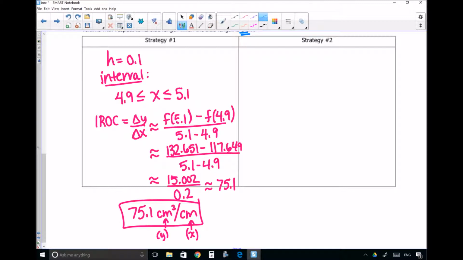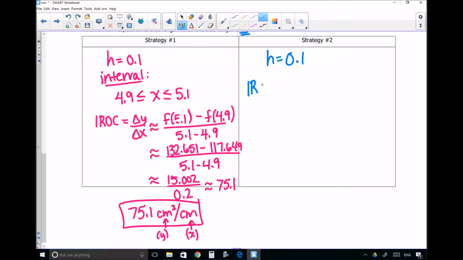Okay, so now how do I do this for my strategy number 2? Same thing, I'm going to use a small h value. So I'm going to use h is 0.1. You can get even smaller. You could say it's 0.01. Again, the smaller you make it, the more accurate it is.